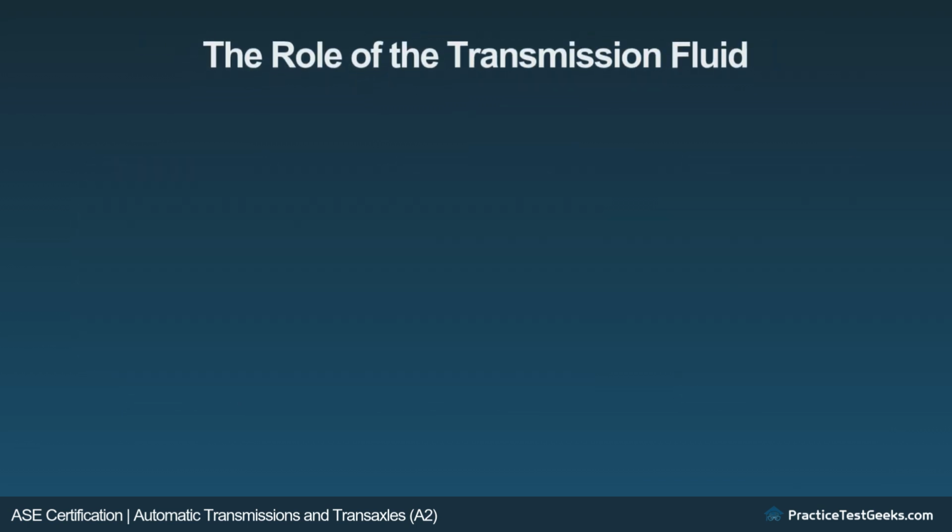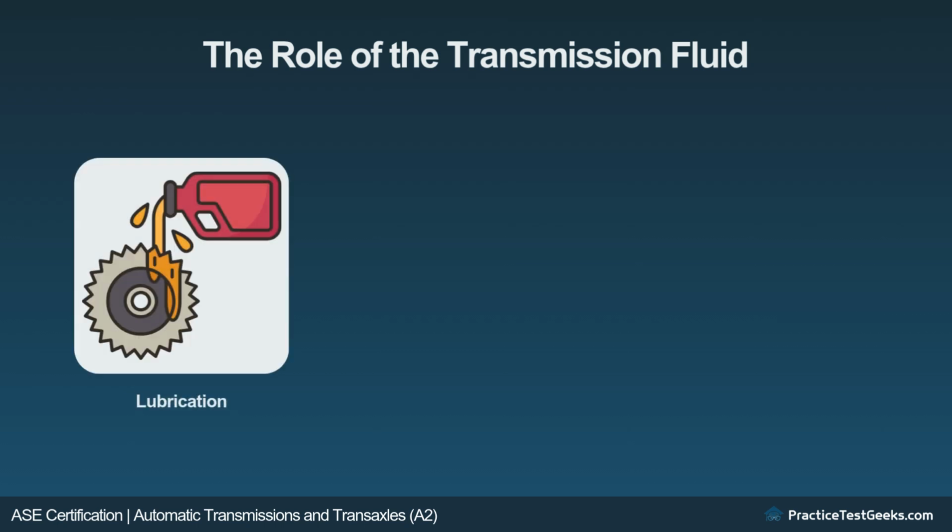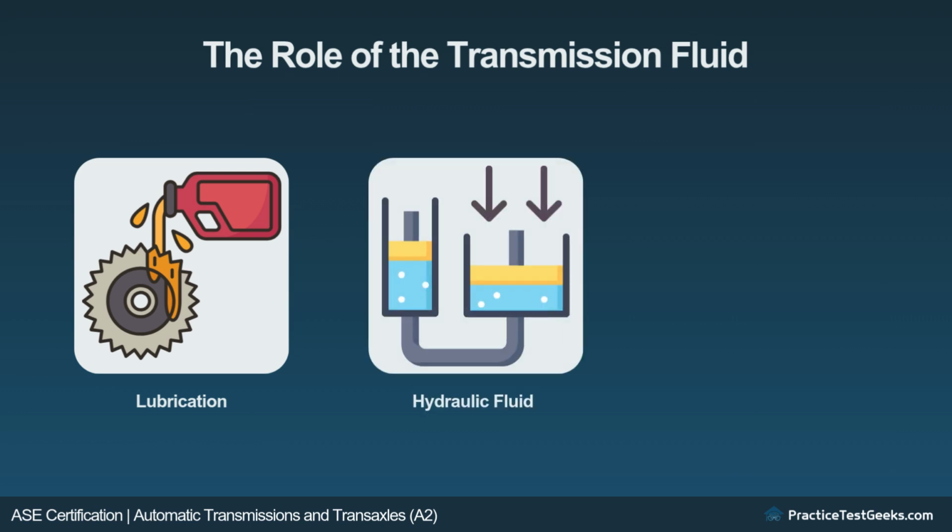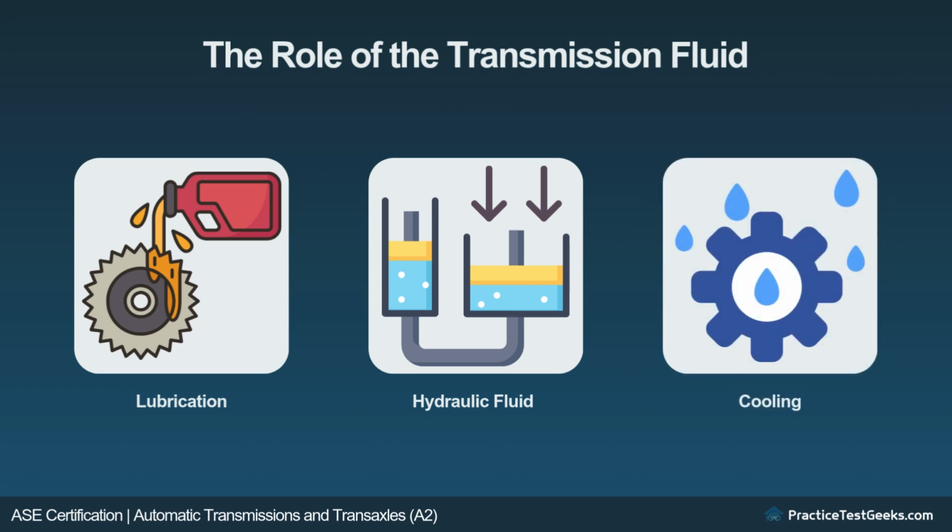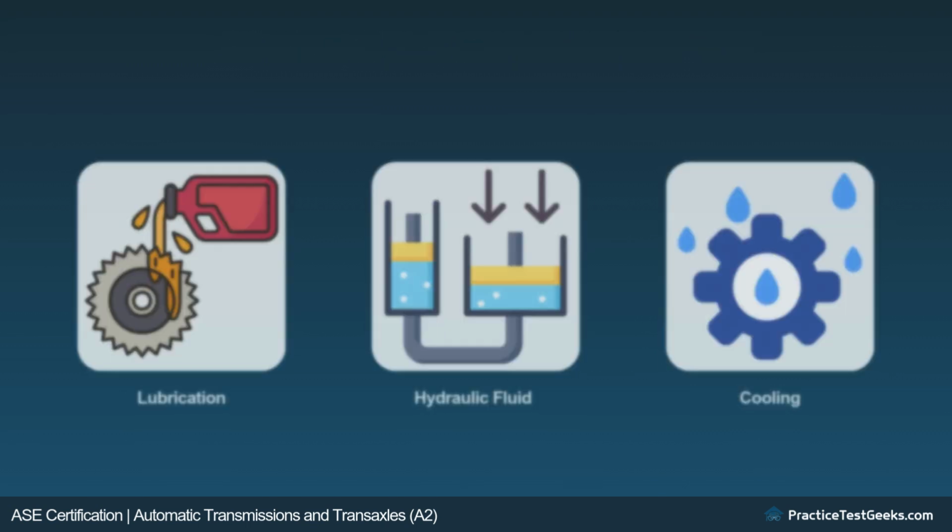The role of the transmission fluid. Transmission fluid serves several important functions in an automatic transmission. Lubrication. It lubricates the moving parts within the transmission to reduce friction and wear. Hydraulic fluid. It provides the hydraulic pressure needed to operate components like the torque converter and clutch packs. Cooling. It helps dissipate heat generated by the transmission during operation.